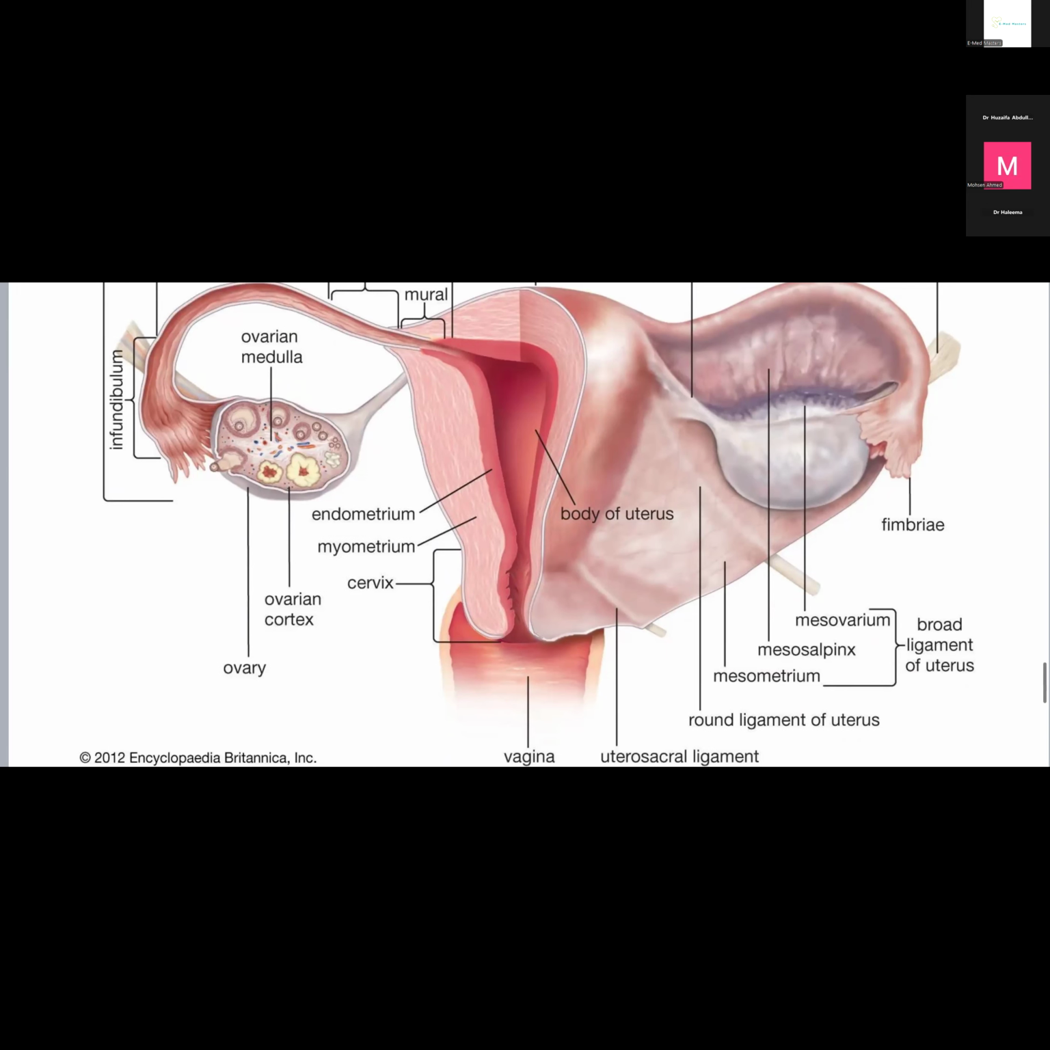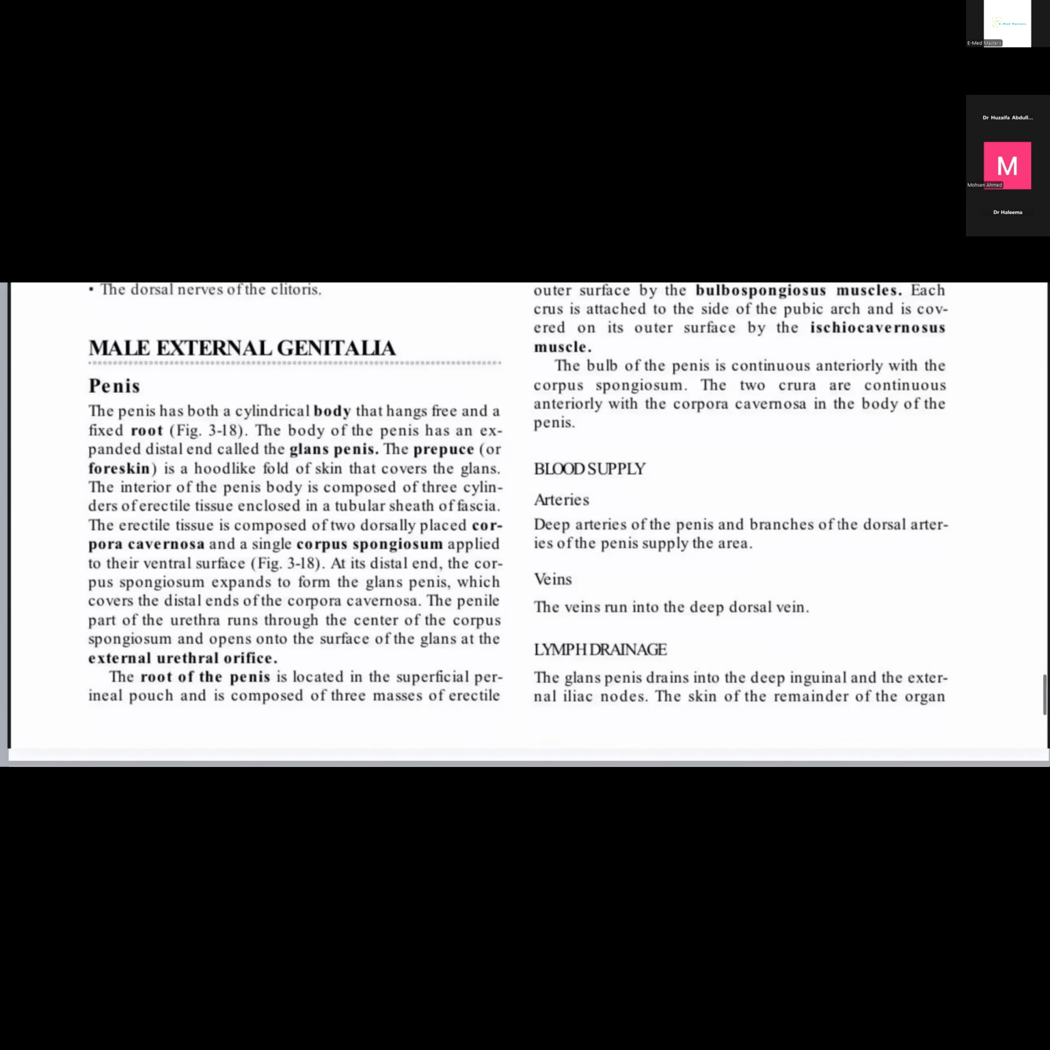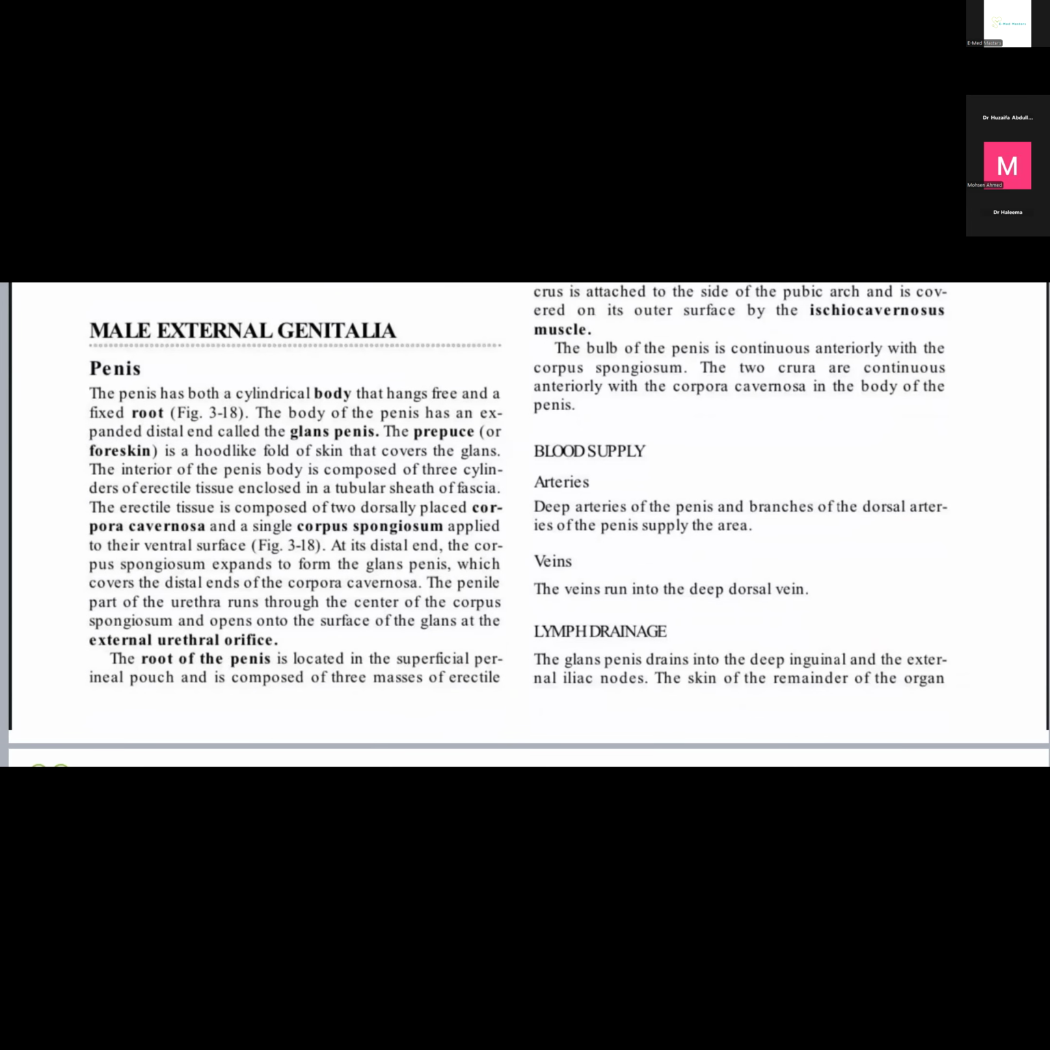Now, let's talk about the male external genitalia. Male external genitalia is the penis. The penis has two parts: a cylindrical body that hangs freely and a fixed root. The body of the penis has an expanded distal end that is called the glans penis. As you can see in the picture, this is the glans penis.